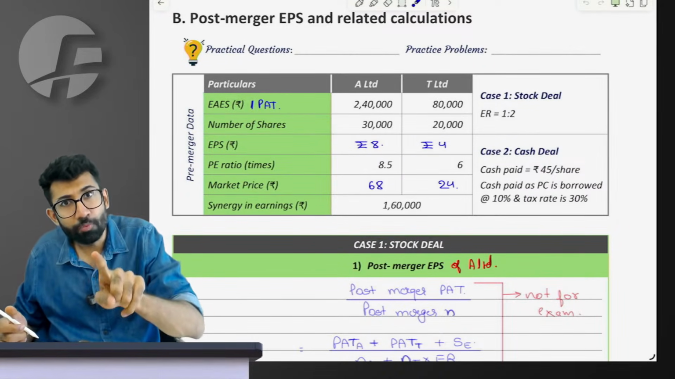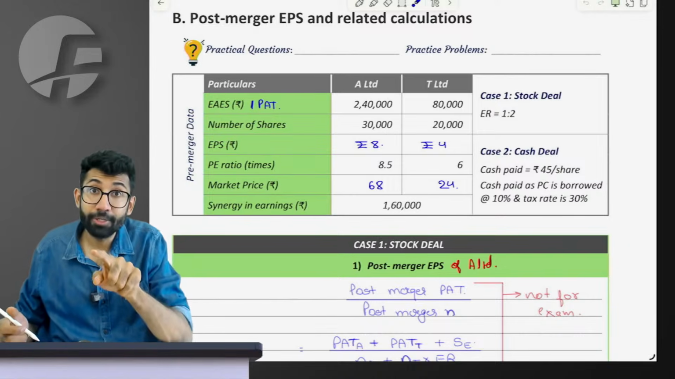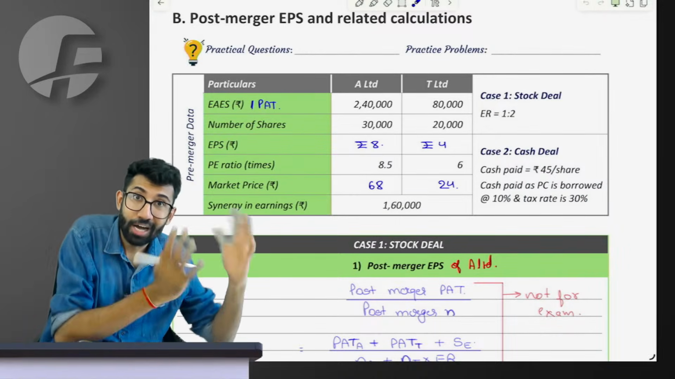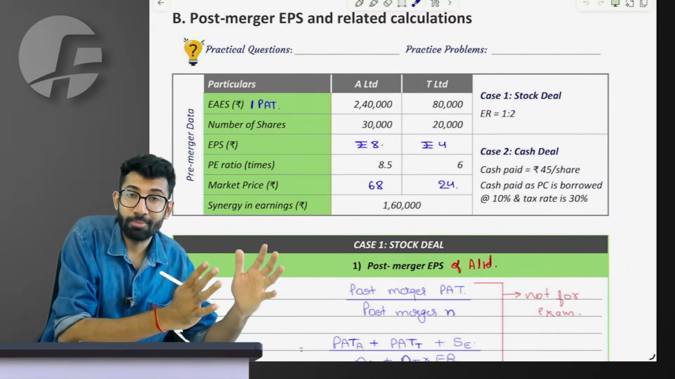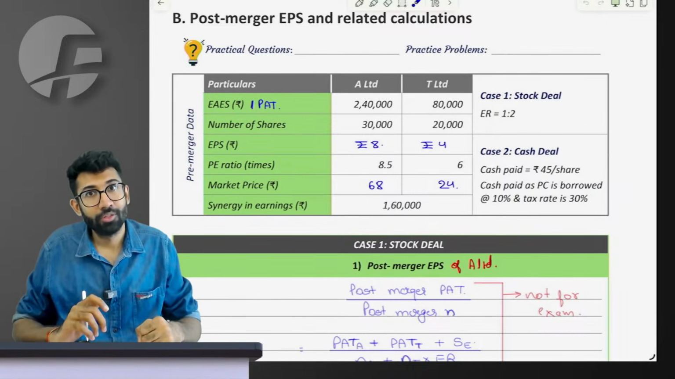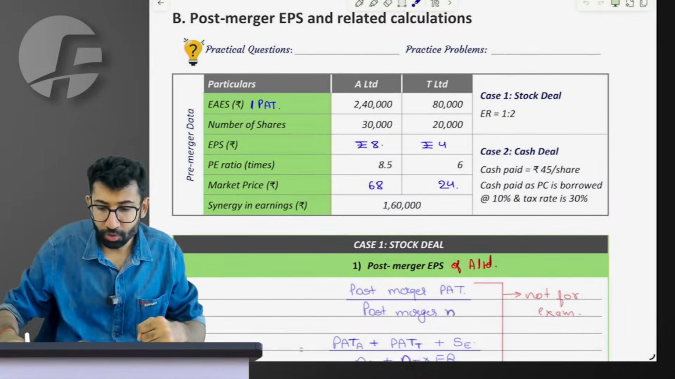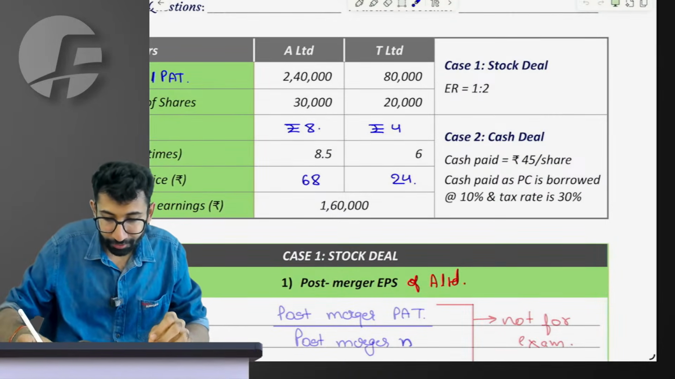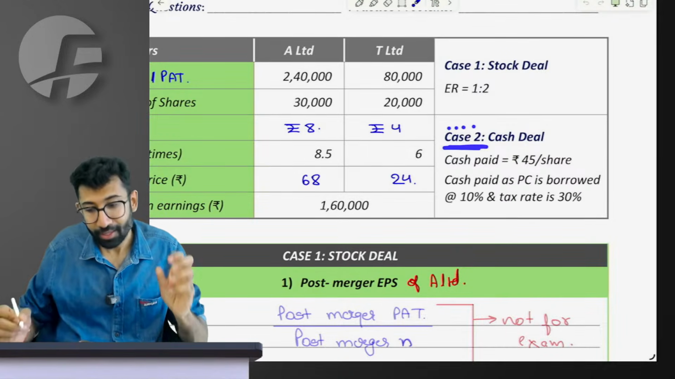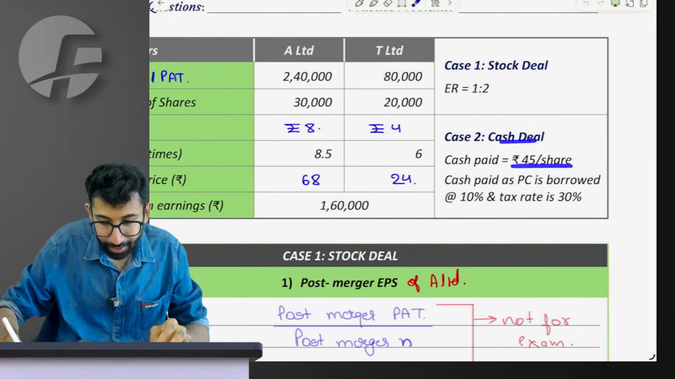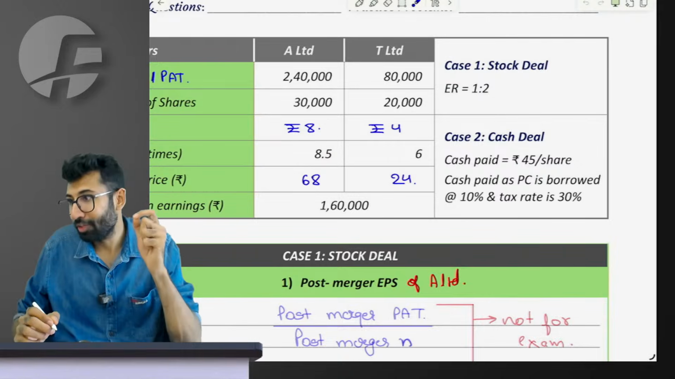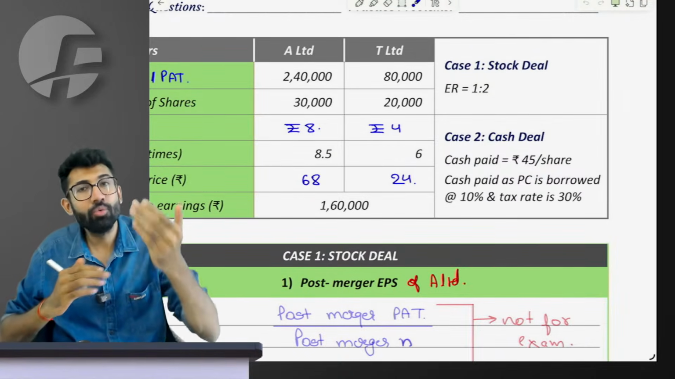Sir, which means you people as shareholders of T Limited, will you have any claim after the merger on the EPS or the market value of the company? No. You have taken the cash and you are out of the business now. So what you have to learn, everyone in the class, please understand case 2, which is cash deal, where I pay you 45 rupees per share of cash. Let's take it to the next level.